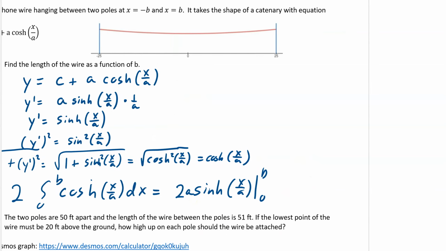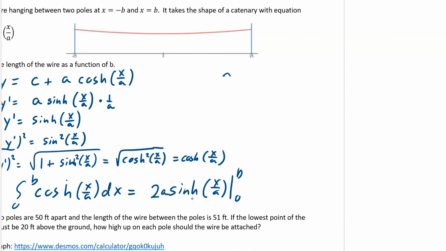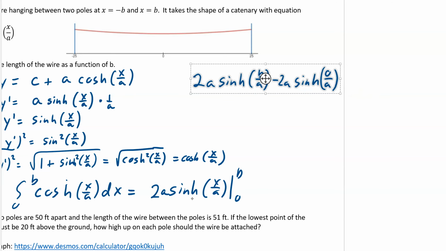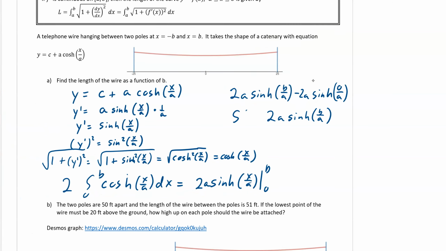Evaluated from 0 to b, so now we just have to plug this in. We end up with 2a sinh of b over a minus 2a sinh of 0 over a. The hyperbolic sine of 0 is just going to be (1 minus 1) over 2, which is 0. So that's gone. It's just 0. So then we end up with 2a sinh of b over a. So this is our S of b.